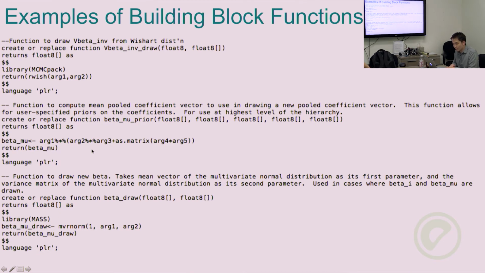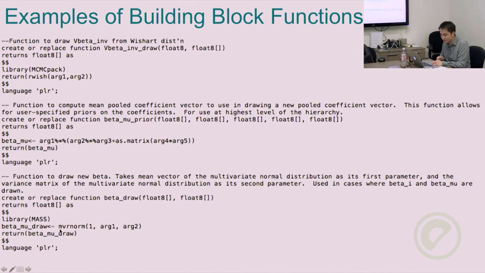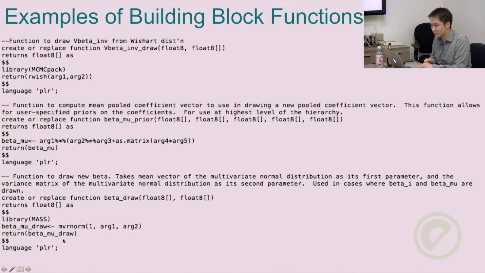Another building block function that we have computed here is the function that will draw new values of beta based on what we've produced in the algorithm thus far. Again, one of the building block components of a Gibbs sampling routine for hierarchical regression is to be able to take a mean vector from the multivariate normal distribution. Luckily in R, we have a canned function for taking random samples from the multivariate normal distribution, and we make use of it here in this building block function, right?